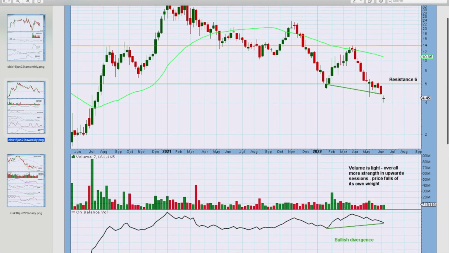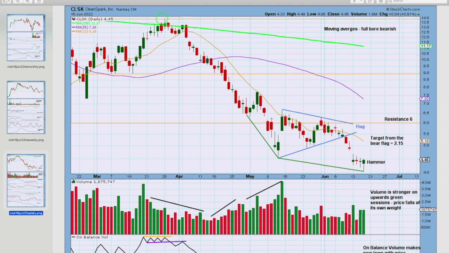Let's have a look at the daily chart. We're going to zoom in now on this last piece of downward movement here. So here's that high, and here's the last low, and I've identified a flag pattern here, and a target from the flagpole I'm calculating at $2.15. So I would be looking for support for this one next, coming up at $2.15.